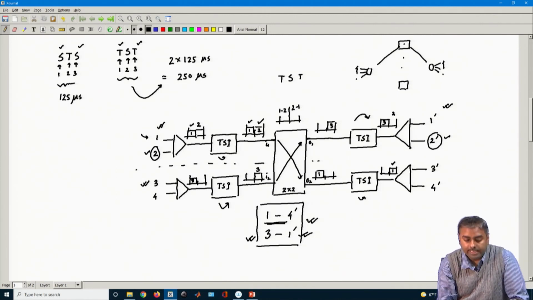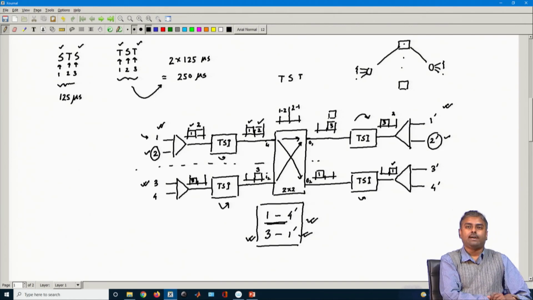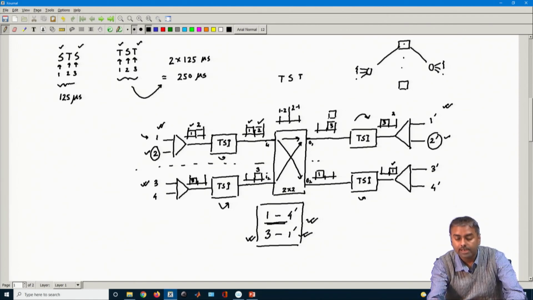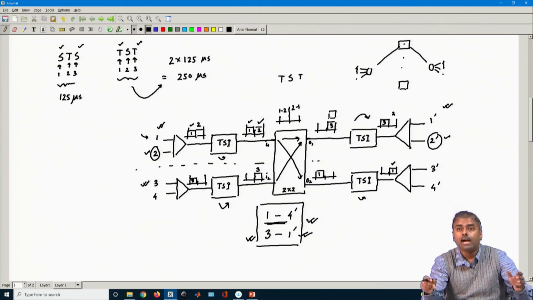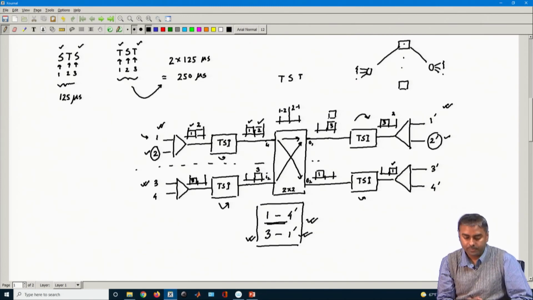If this is the case, what do I have to do? In the second slot I have to give this connectivity, but that will collide with this data. I have no option now. So, I cannot switch 2 to 2 dash, even though the 2 port and 2 dash port are free. I am blocked because of this connectivity.